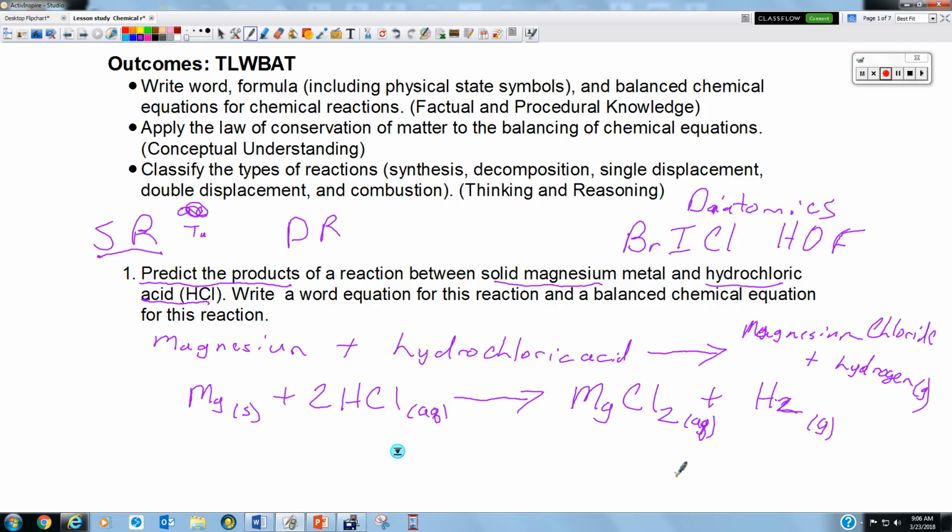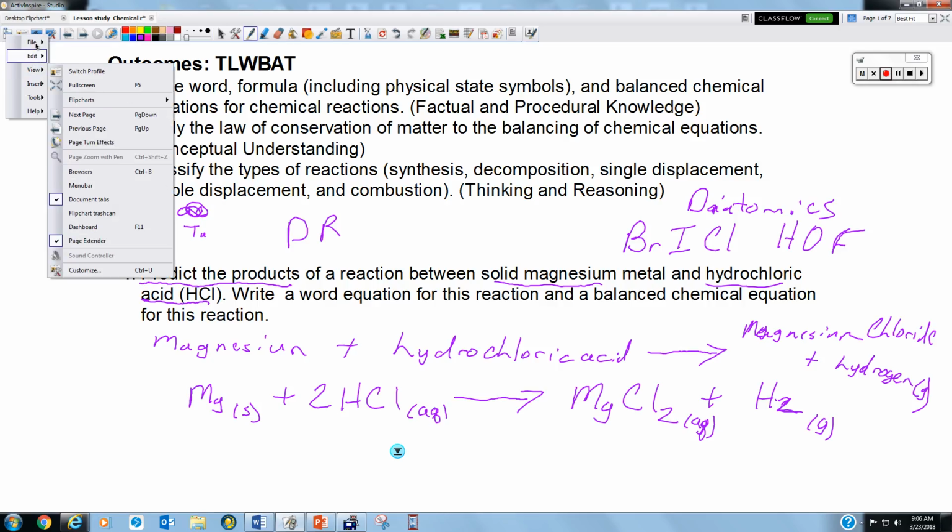All right, so the thing that I want you to understand is that prediction is fairly easy. All you have to look at is if it's single replacement, we're going to use that activity series, that table J. You'll be able to have it out during the test. If it is double replacement, let me do this real quick.